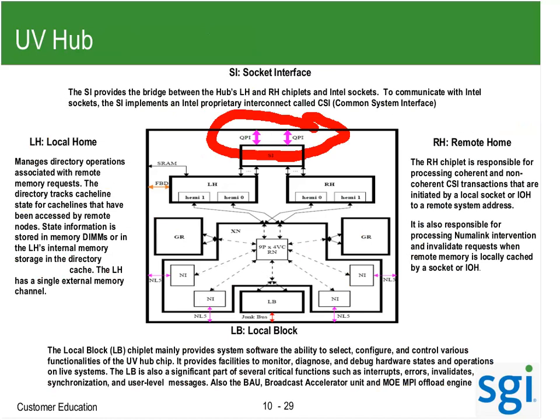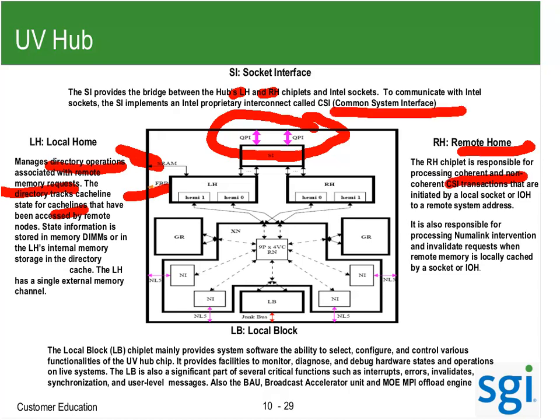So this socket, this hub, is a bridge between my local and my remote homes. So off here is my local home, directory operations associated with memory requests. This is our cache line coherency that I talked about. Notice they're kind of drawing off of here my SRAM for the directory memory DIMMs that are out there. And then the remote home is processing coherent and non-coherent transactions across this common system interface. When I talk about cache coherency, here's my intervention and invalidations that are coming off of that.